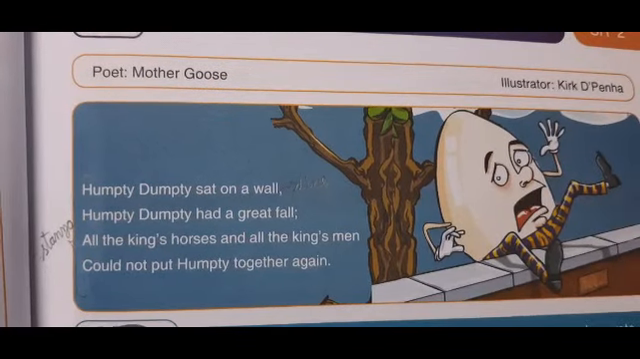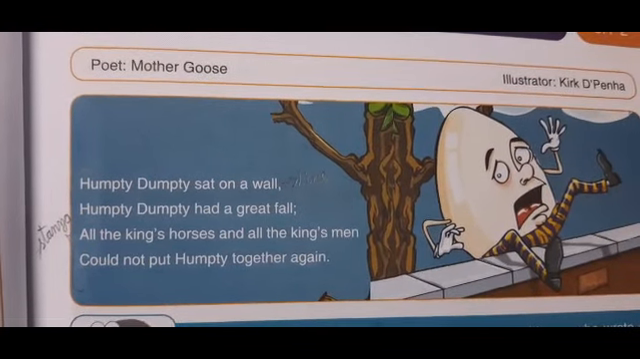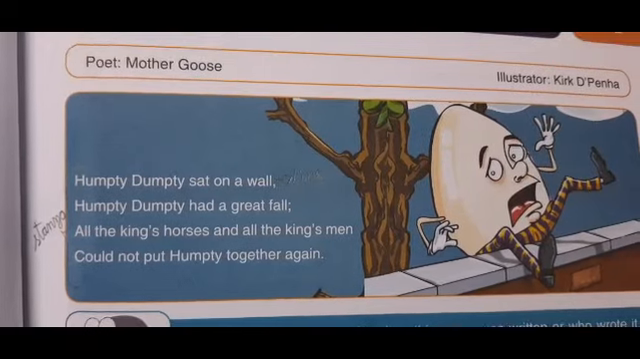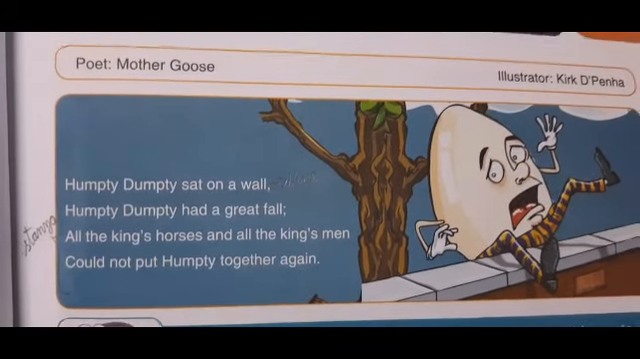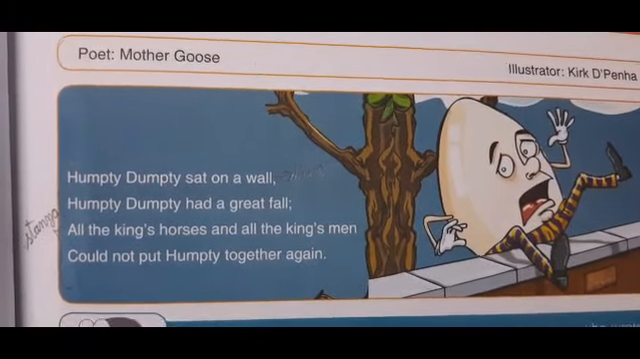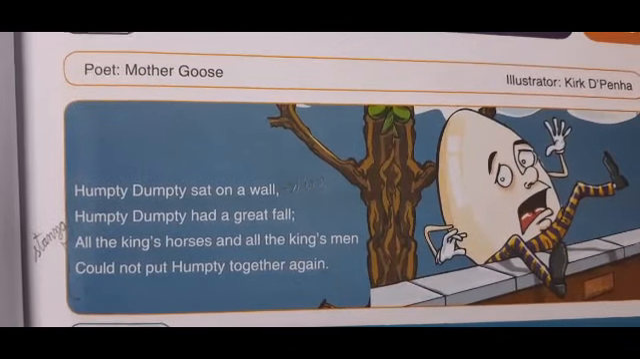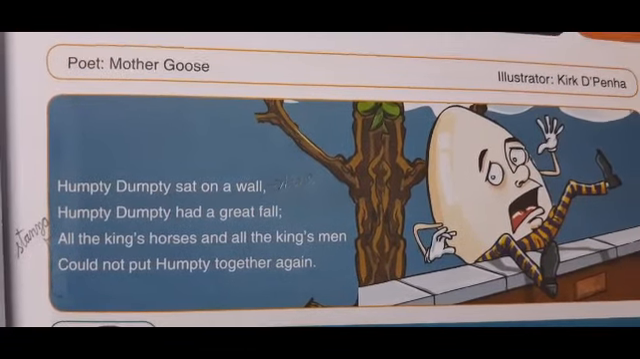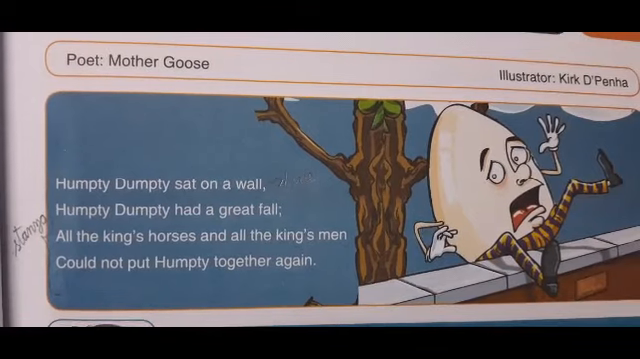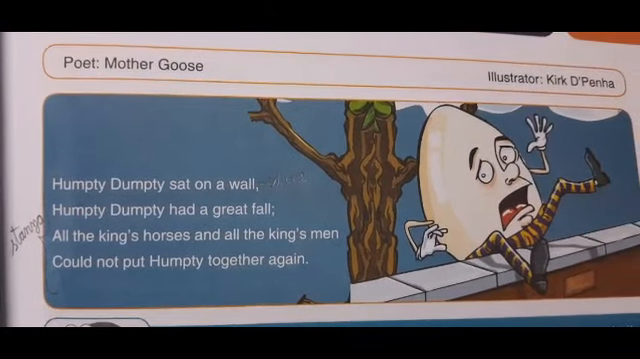Humpty Dumpty. Poet, Mother Goose. Humpty Dumpty sat on a wall. Humpty Dumpty had a great fall. All the king's horses and all the king's men could not put Humpty Dumpty together again.